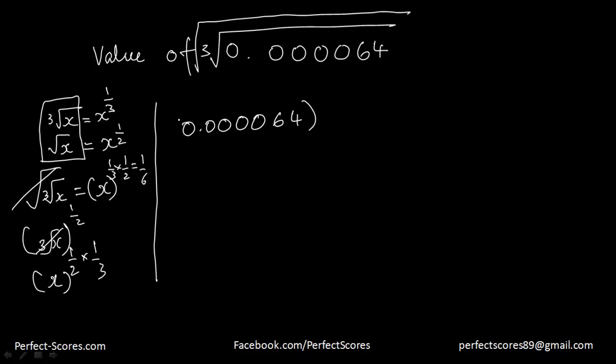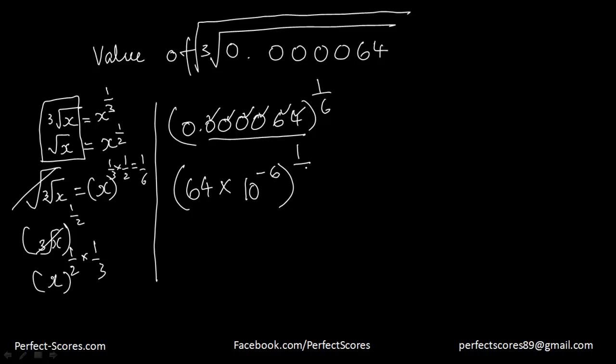Now this actually turns to 0.0000064 raised to the power 1 by 6. Now my job over here is to actually take care of these zeros first. So 64 into, now how many points are there after decimal? 1, 2, 3, 4, 5 and 6. So that will make it 10 to the power minus 6 raised to the power 1 by 6.